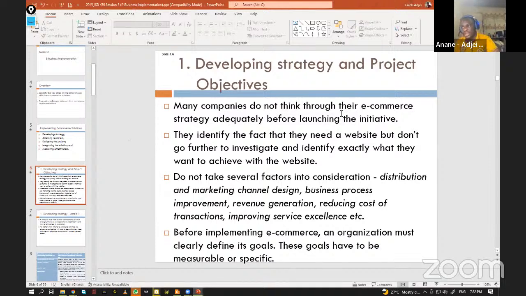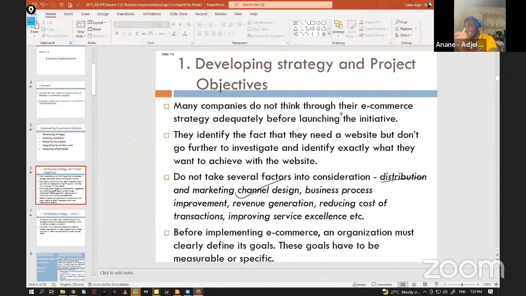And they also don't take several factors into consideration. That is, when somebody buys from them, how are they going to distribute the product to the person? How are they going to market their channels for people to know? Okay, marketing channel design, their business processes, the improvement, the revenue generation, how they are able to reduce costs in terms of transaction, and how they are going to improve their services. All these things, most companies don't take them into consideration.